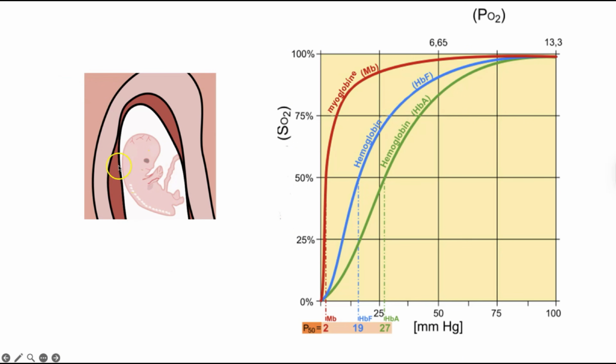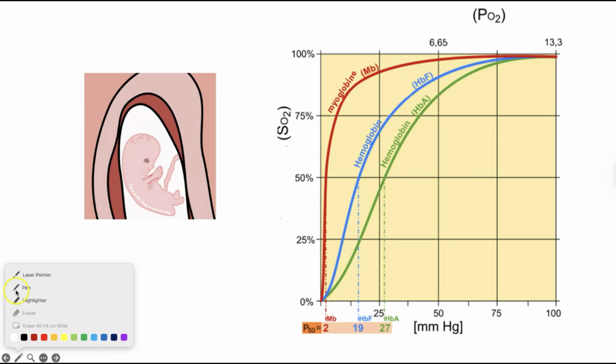And a fetus doesn't breathe. It gets all of its oxygen from the placenta as the blood then goes from the placenta, passes across the umbilical cord and into them. And that means that it's really important that a fetus has hemoglobin with a higher affinity for oxygen than the mother's hemoglobin's affinity for oxygen.